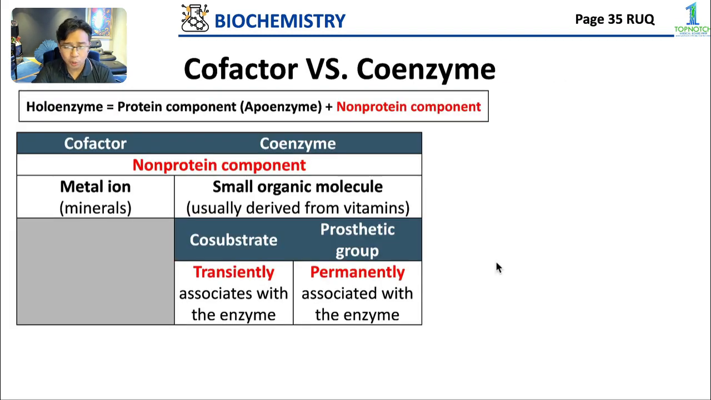Now, the non-protein component can be either a cofactor or coenzyme. The cofactor is always a metal ion or the minerals, while coenzymes represent your small organic molecules, usually derived from your vitamins. Now, magbabago pa yan. Pag ang vitamin mo or coenzyme is transiently na naka-associate sa ating enzyme, ang tawag sa kanya ay co-substrate. Pero kapag ang iyong vitamin or coenzyme ay permanently naka-associate sa enzyme, ang tawag sa kanya ay prosthetic group.